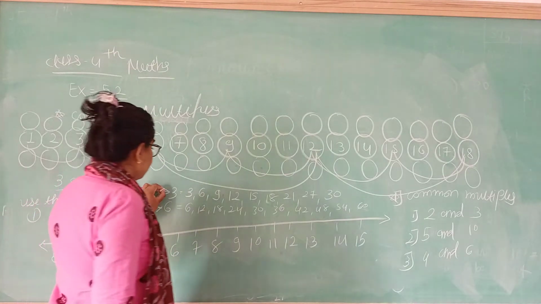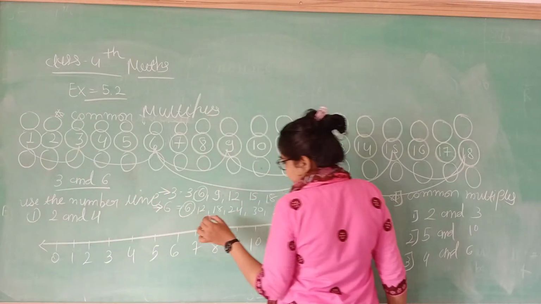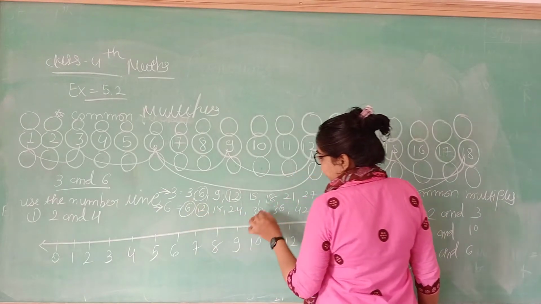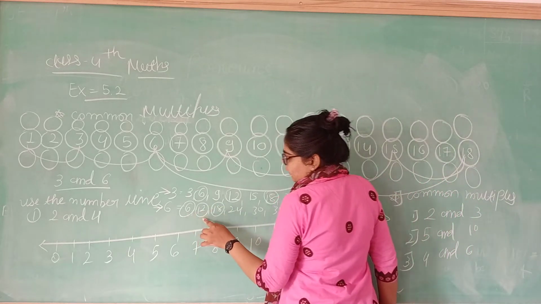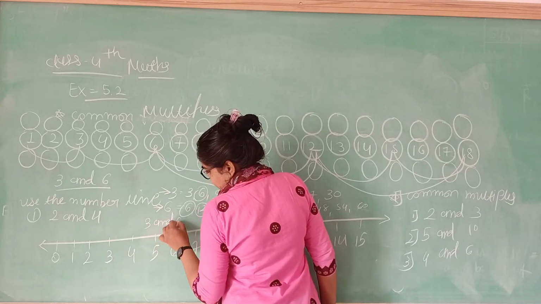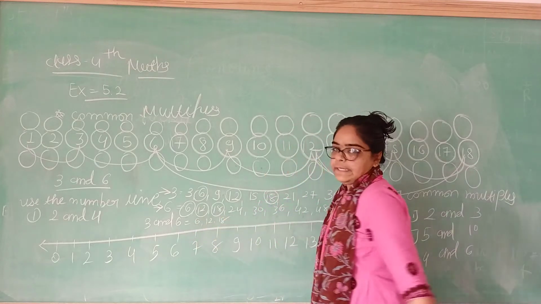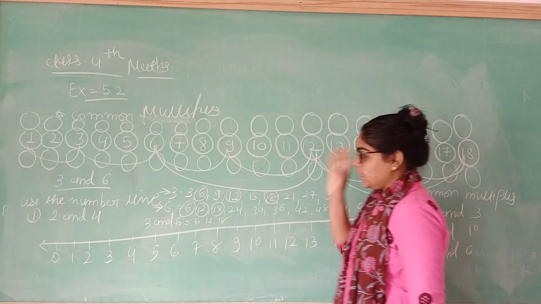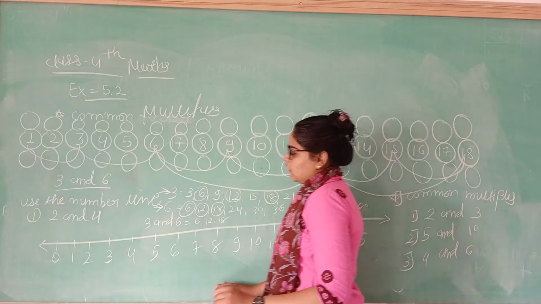And what is the common number in both? So 6 is common. Then the next one, 12, and then 18. So 6, 12 and 18 are the common multiples of 3 and 6. Then after this, use the number line and then find out multiples.